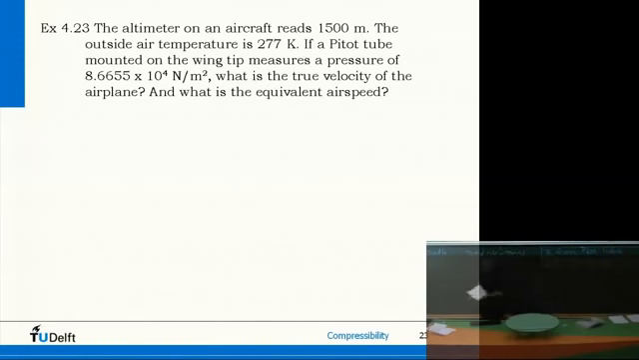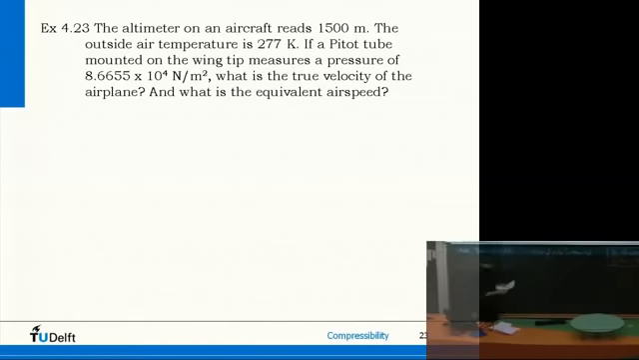Okay, so we apply Bernoulli. So we have P0 plus a half rho V0, and V0 is 0, squared, is P plus a half rho V squared. V we're looking for, P we can find from the table. And this table gives you that the P is 8.6655 10 to the power 4 newtons per meter squared.